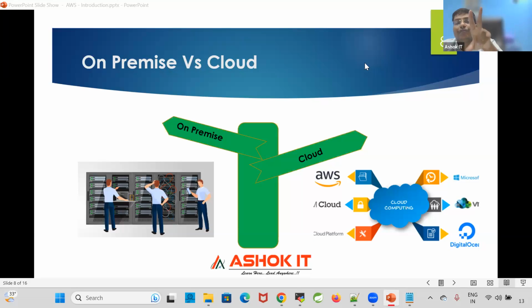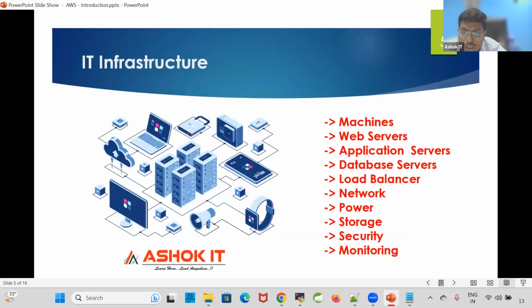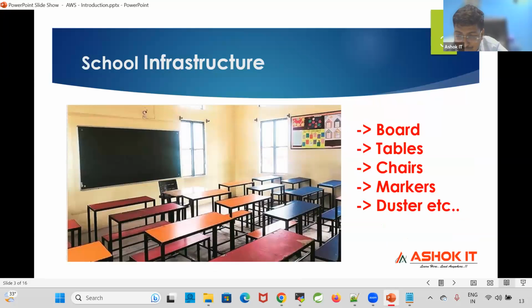So here, infrastructure is required. Can you guys tell me what is the meaning of infrastructure? Could you please respond in the chat box? What is the meaning of infrastructure, guys? As I have shown you in the diagram, the resources that are required to run our business are called infrastructure.